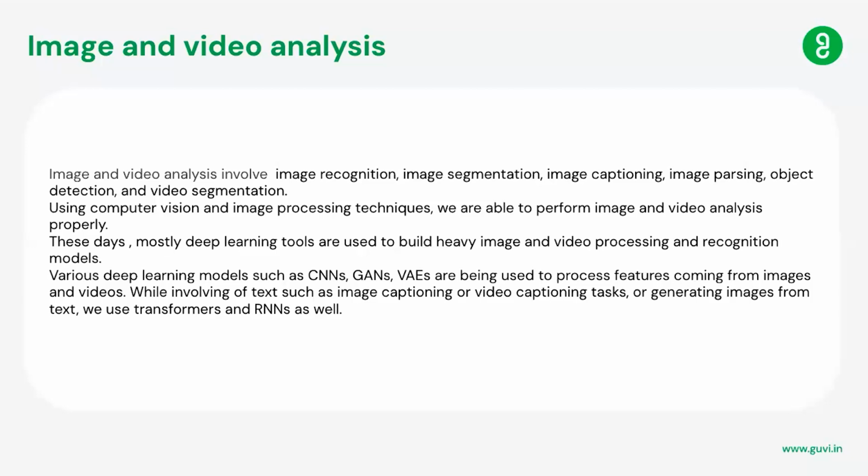Now, using computer vision, a lot of these tasks are possible, and we use deep learning tools to perform these kinds of tasks. So we'll be looking at different kinds of deep learning models, such as CNNs, GANs, VAEs, to perform this. I'll be talking in brief about some of these models so that you'll get to know how these models work and what kind of tasks we do with them.